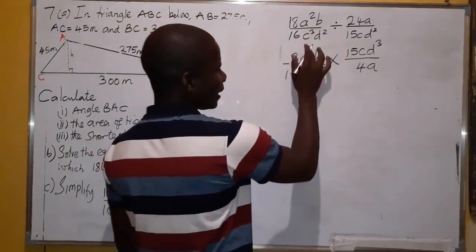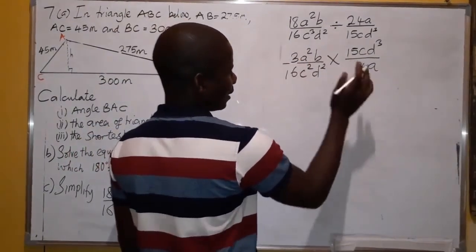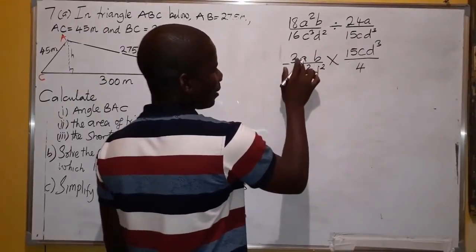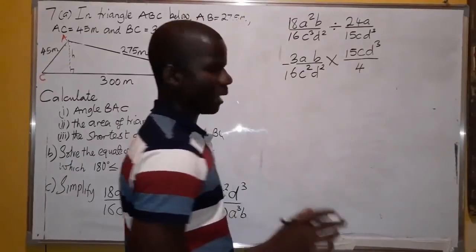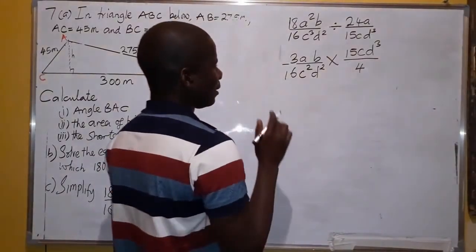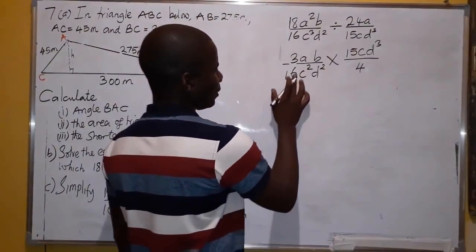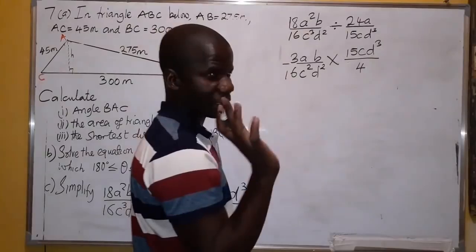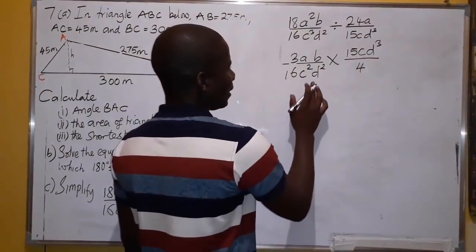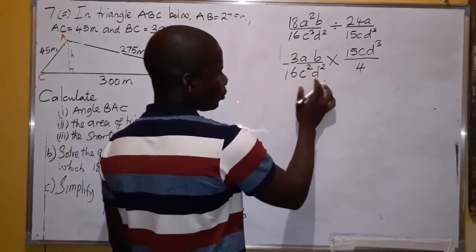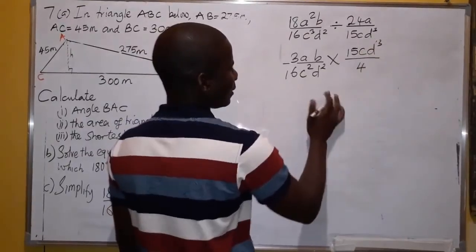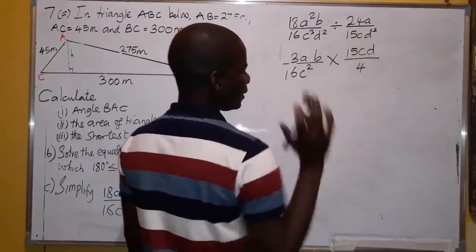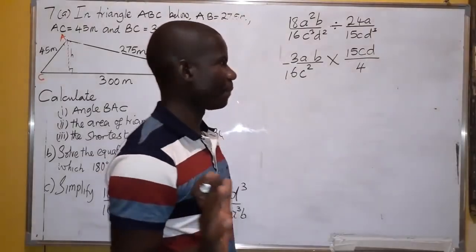Then here we've got a squared and here we've got a. So this a goes with one a here. So here we remain with an a. I hope that is clear. Then we come to 16 and 15. They do not have a common factor. Then for d, here we have got 2 d's and here we have got 3 d's. So this goes and here we're going to remain with 1 d. I hope you are following.